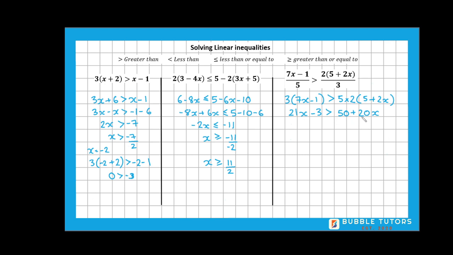And then we just simplify further, so we have 21x, and then we bring over this plus 20x, that becomes minus 20x is more than 50, and then it's a minus 3 here, so it becomes a plus 3, and then we have 21x minus 20x, so that's just x is more than 53, and that's our solution for this final linear inequality.